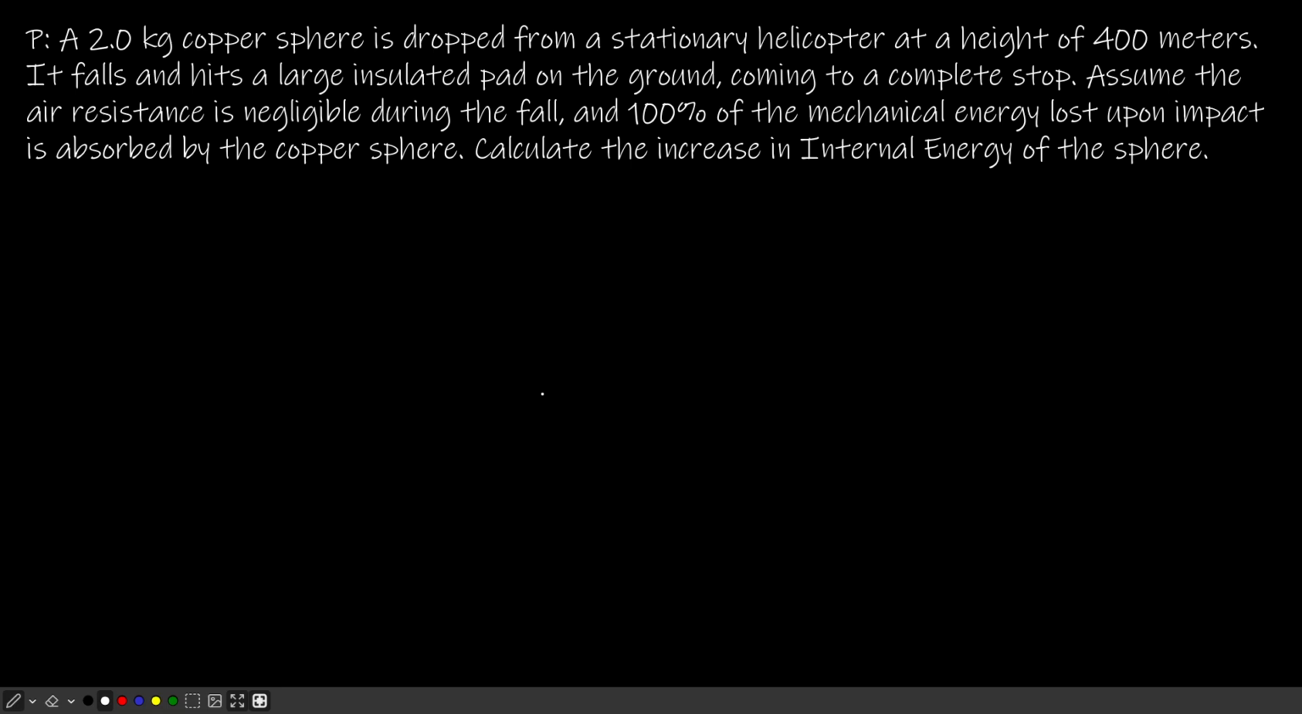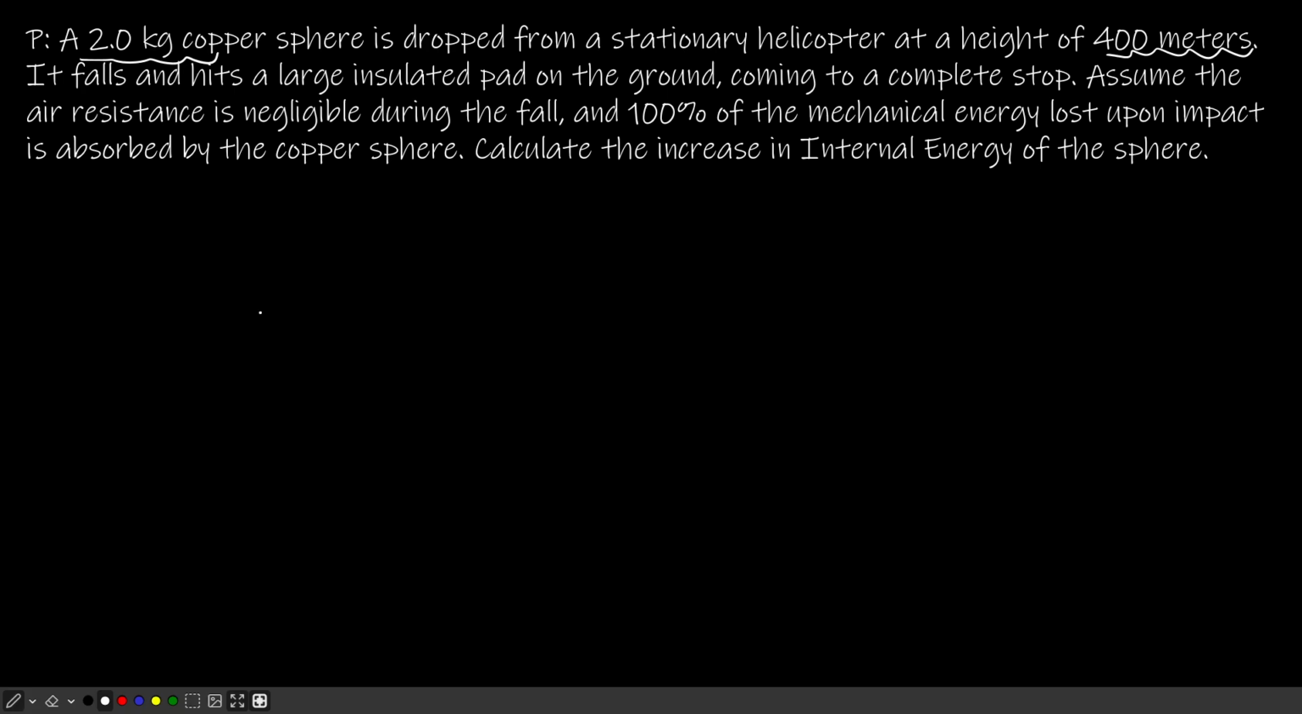Now, let us proceed. P stands for problem. We have a problem. A 2.0 kilogram copper sphere is dropped from a stationary helicopter at a height of 400 meters. So we have the mass of the copper sphere and the initial height before it gets dropped. Based on this piece of information, we draw a picture of this problem. Always try to draw a picture or diagram.